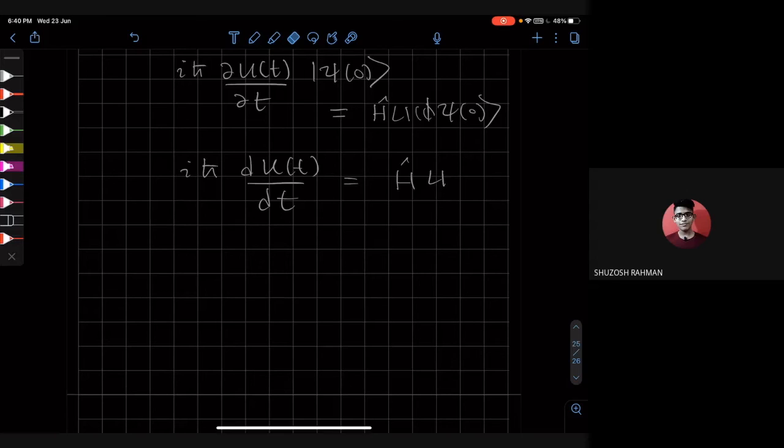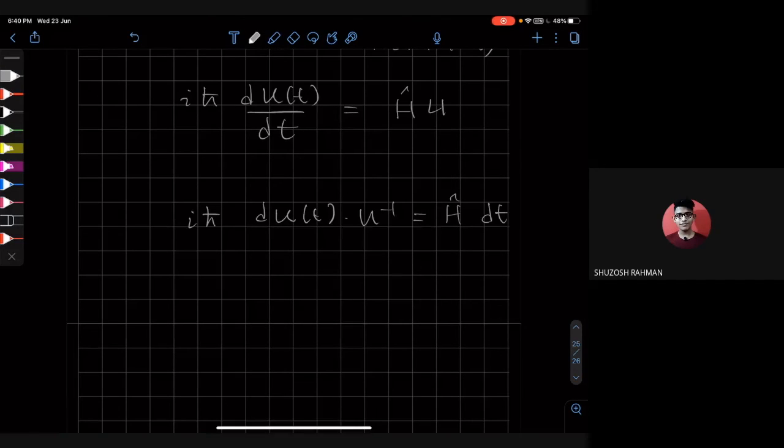You can think of it as a matrix equation if you like, and then you can write this as i h bar dU of t by dt times U inverse equals h. Okay, so now you can write this as minus i over h bar h dt, and then you integrate this equation.